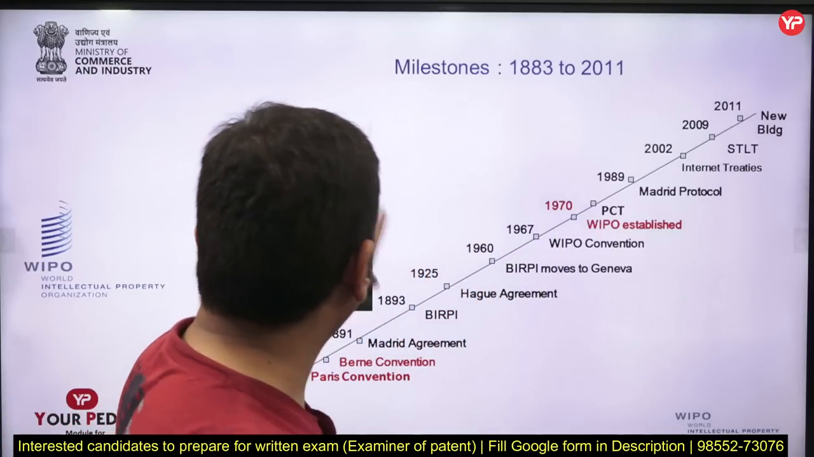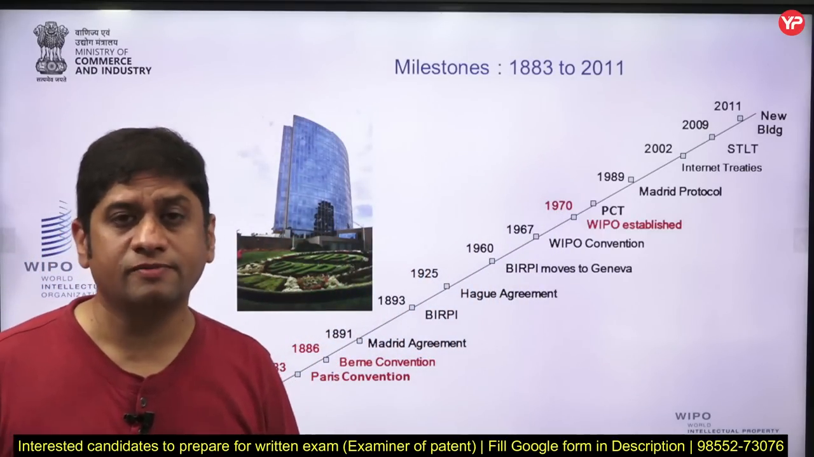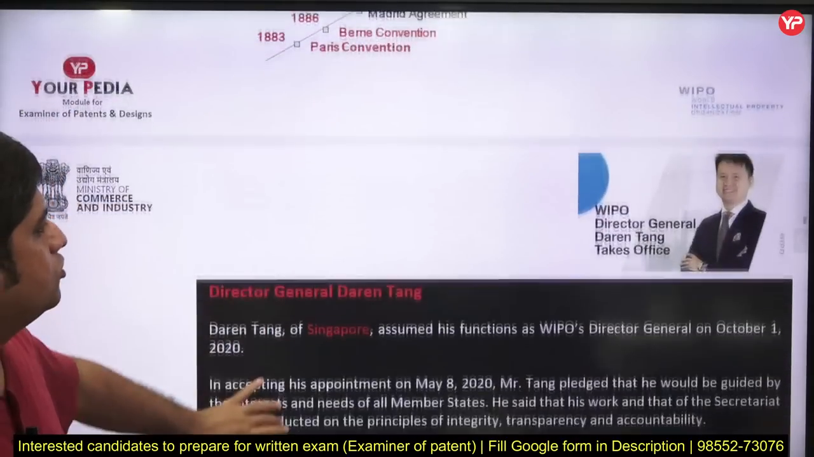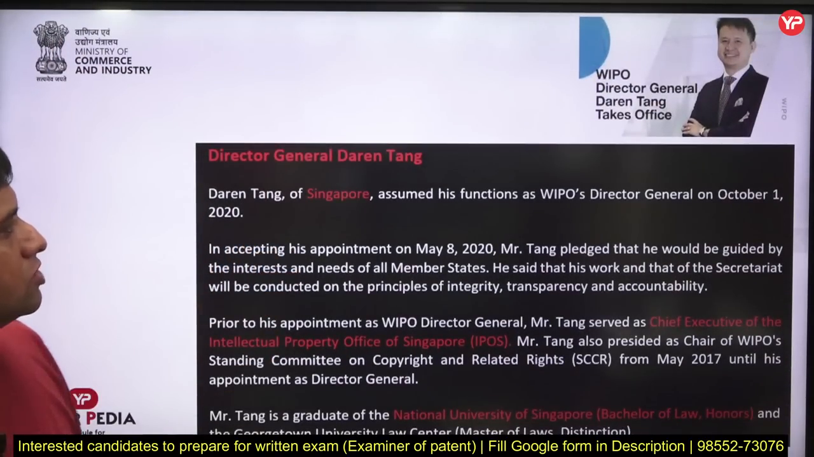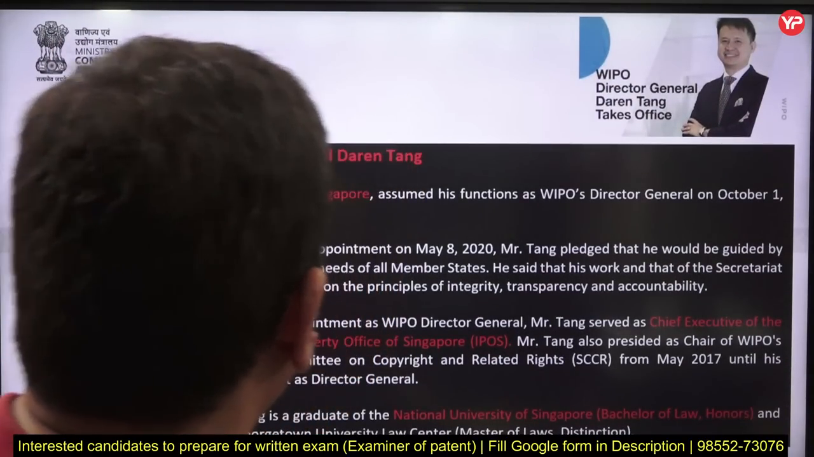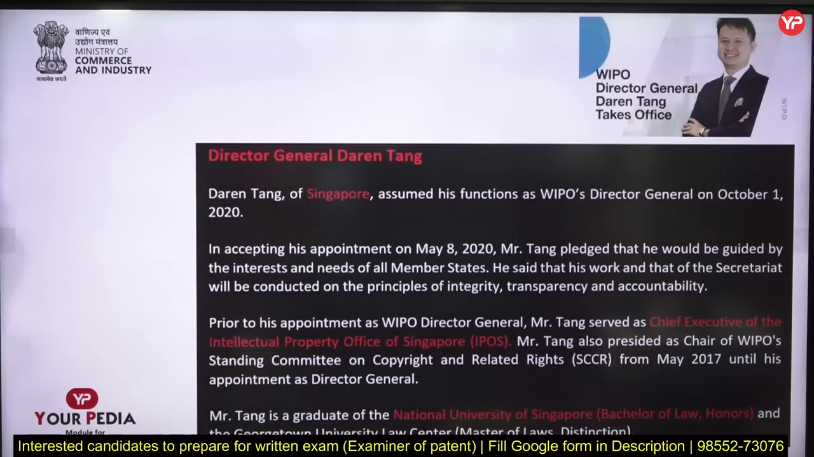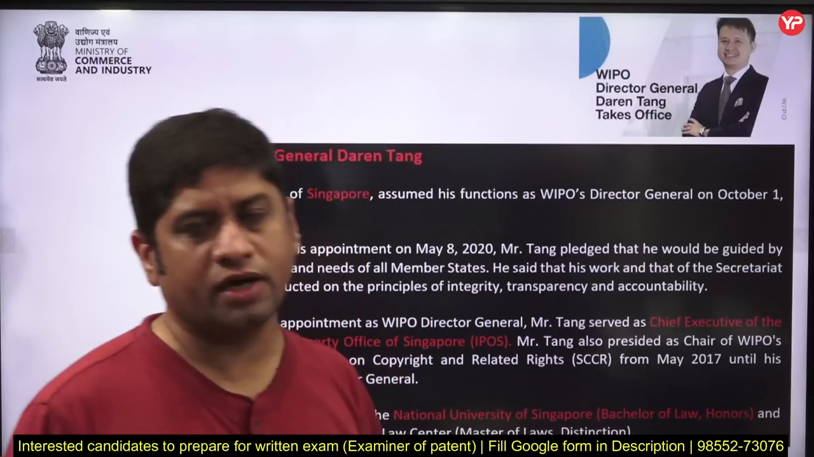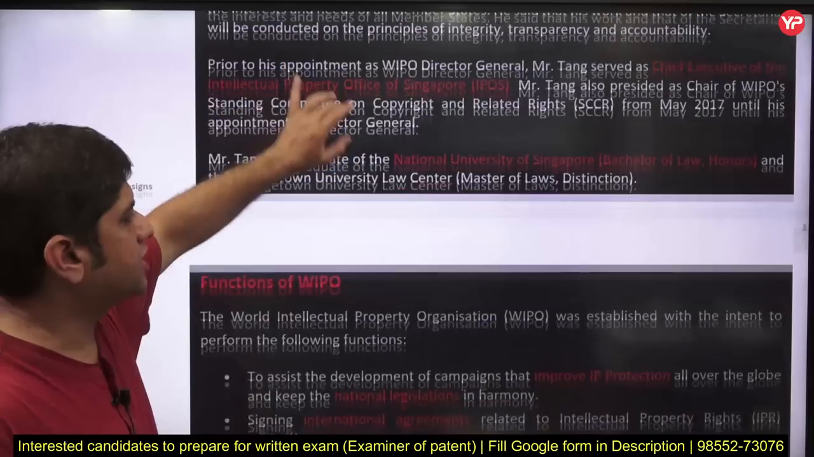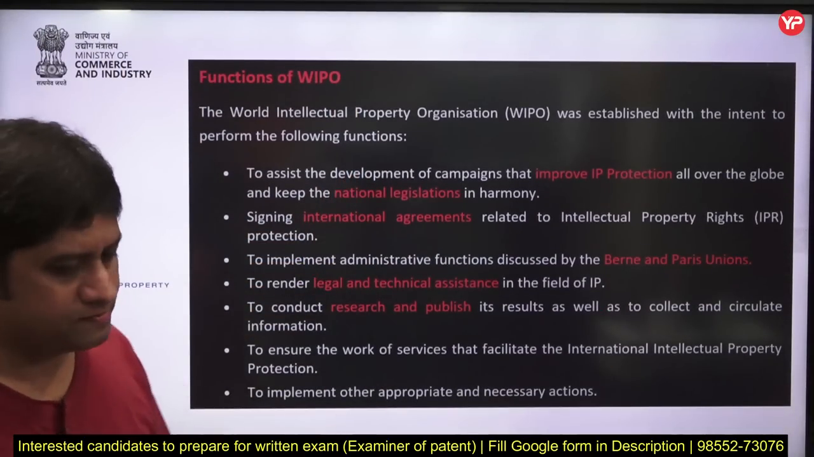And I told you this building is in Geneva, and someday you guys are also going to go to Geneva. So who is the director general of WIPO presently? That is Daren Tang, and he is from Singapore. He is the chief executive, and the position is director general. These are all details you can take from our site. These documents are available there.